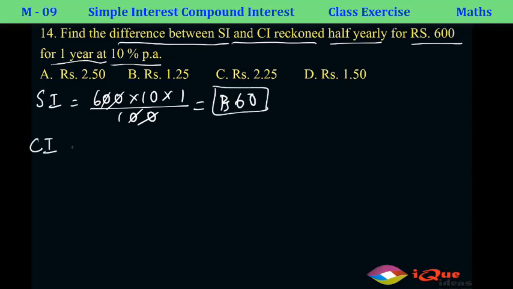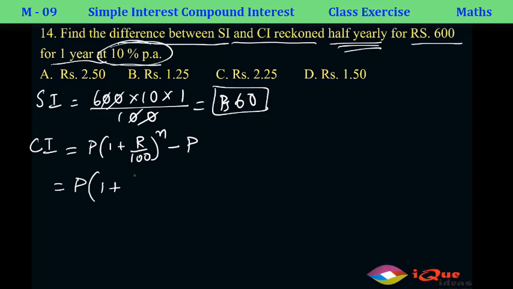Now let's look at compound interest. Compound interest will be equal to P into 1 plus R by 100 to the power N minus P. Alright. So let's take P common. It is 1 plus, now rate for half yearly will be 5%. Yearly rate is 10%, so half yearly it will be 5%, 5 divided by 100. And in 1 year, there will be 2 half years. So N is 2, minus 1. We have taken P out.